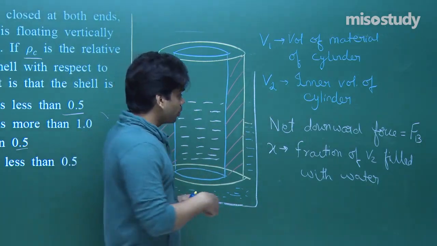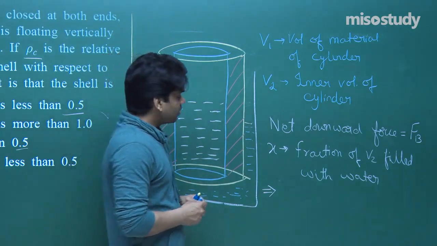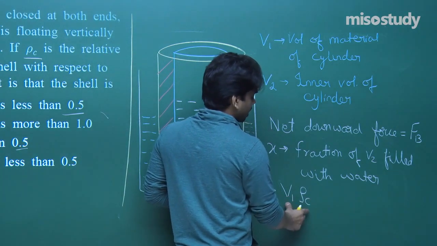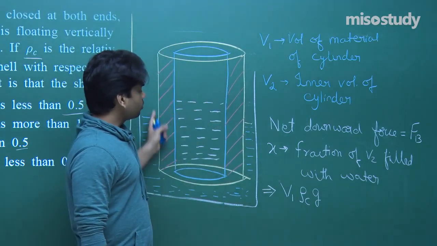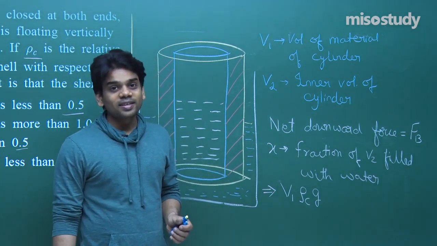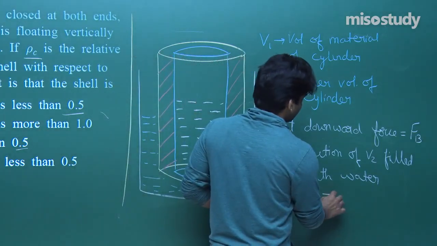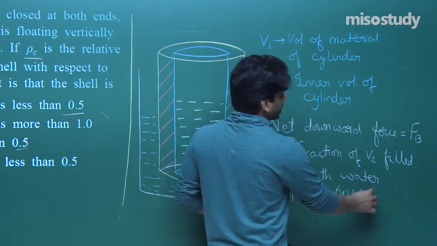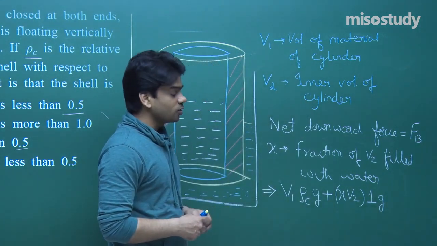So now the net downward force will be equal to the weight of this cylinder. Weight of this material will be V1 into rho c, that is mass, into gravity. V1 is the material volume, and its density is rho c, because if we take water density as 1, then automatically the density of the cylinder becomes rho c. So V1 into rho c into G, plus the weight of water, that is x into V2, the volume, into density, that is 1, into gravity.